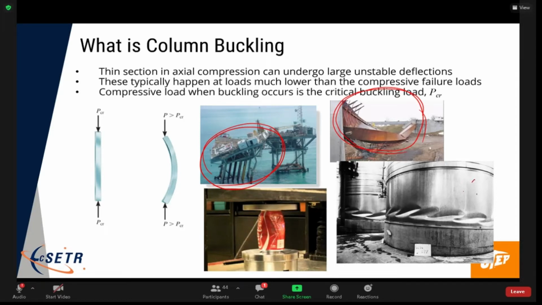Here is an example of a storage container that failed under a compressive load, but you can see the buckling mode has a twisting or torsional aspect to it. And then you've all seen this concept of how to make an aluminum can fail under compression, right? And that is a rather complex buckling mode.